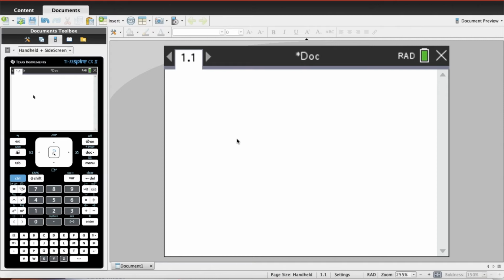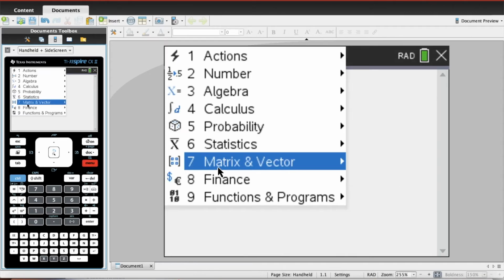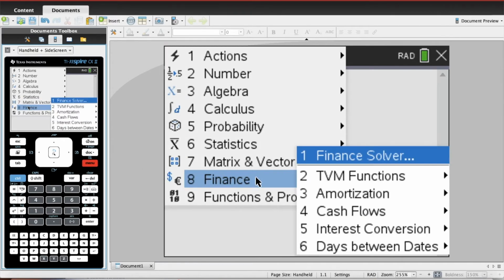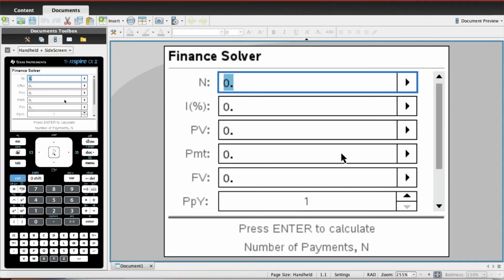Okay, so just in case you hadn't found it yet, you want to go to menu here, and if you look over on the left-hand side of the screen, you've got my calculator. So I'm going to menu. All right, in menu, you're going to go to number 8, finance, and then the finance solver. All right, so that's what we're looking at. Okay, now it does give you some helps down here at the bottom of the screen. It says number of payments is n. So it should help you as you're going, right?